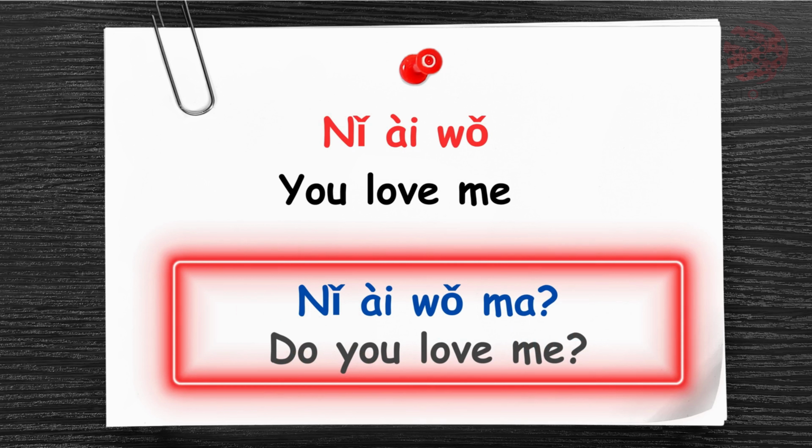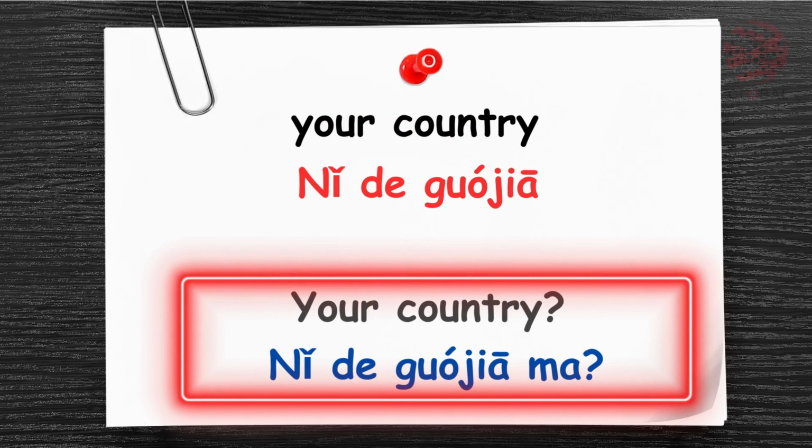Now, to make a question, all you have to do is add 吗. 你爱我, means you love me. Then how do you ask, do you love me? 你爱我吗? You can ask. This turns into a question. Now tell me how to ask: is it your country? How do you say your country? 你的国家. Then at the end of this sentence add 吗. 你的国家吗? Is it your country?